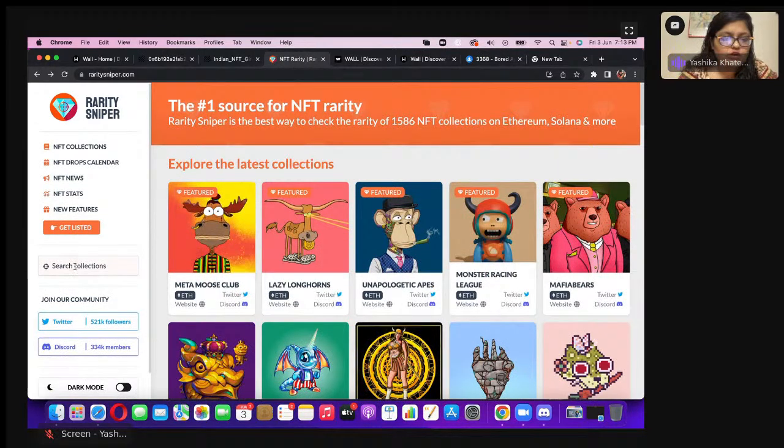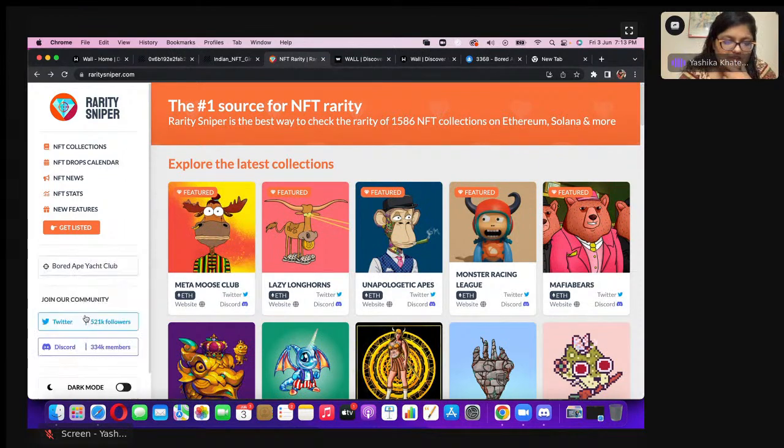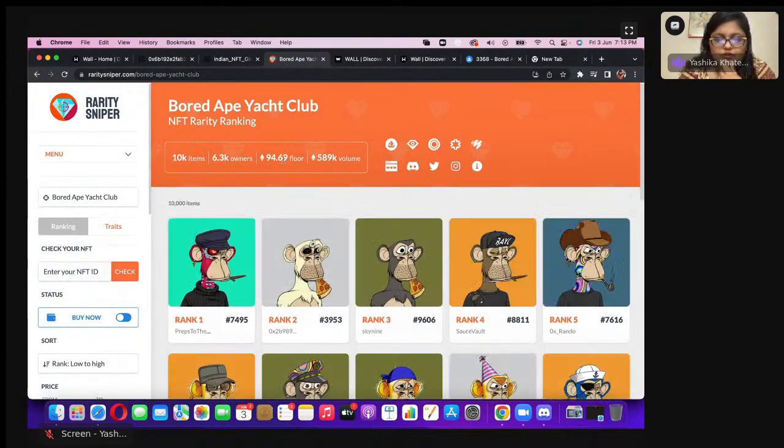But now, if I'm searching for a particular NFT, so I am searching for Bored Ape. I just write Bored Ape here, and it will tell me 10,000 items, 6,300 owners. This is the floor price, this is the volume, this is the OpenSea link of it, this is the LooksRare. LooksRare is another NFT place, and then different links: Instagram link, Twitter link, Discord link, website link, everything is here.